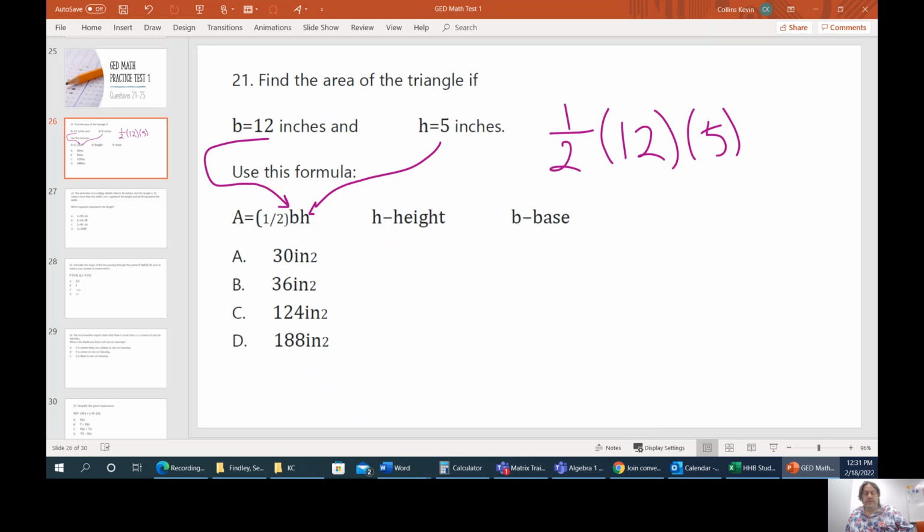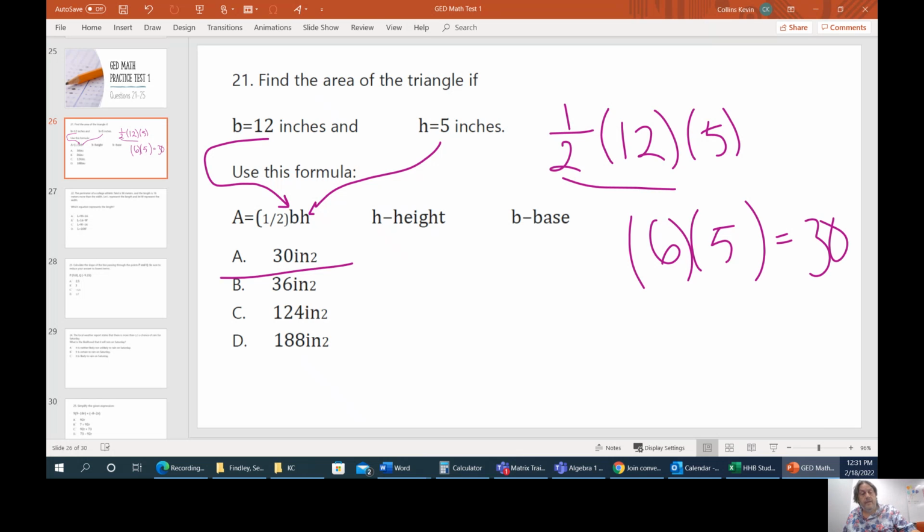Okay, now you can plug this in your calculator. But remember, when you multiply by 1/2, you're cutting something in half, or you're dividing by 2. Okay, so 1/2 times 12 is going to just become 6, and then you've got 6 times 5, and that's just going to be 30.